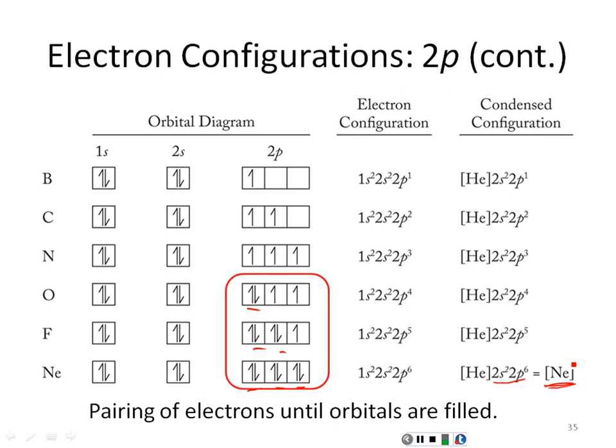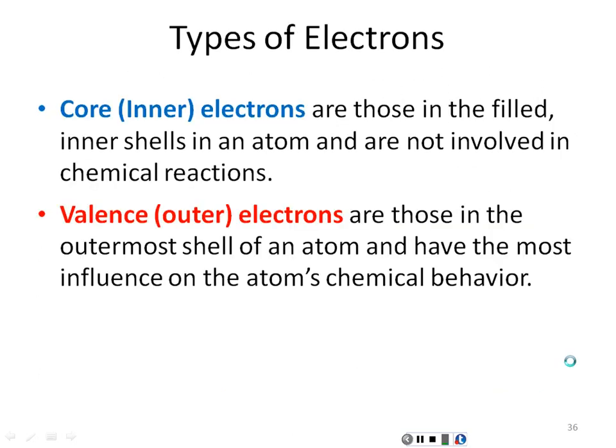Again, you see the pairing of electrons until the 2p orbitals are all filled. So this brings up two different types of electrons. As we see when we've written the condensed configuration, there really are two different types. One are core or inner electrons, and those are in filled inner shells in an atom, and those are not involved in any chemistry.